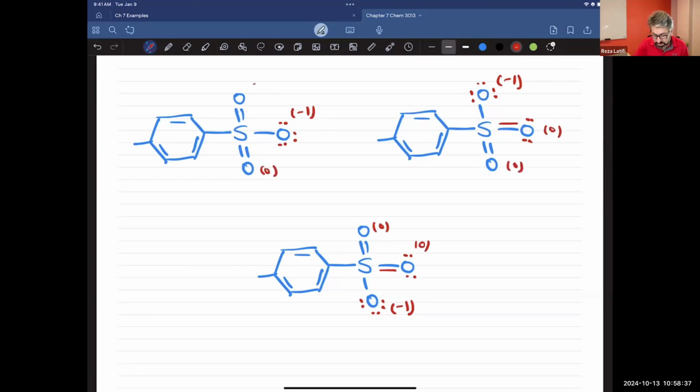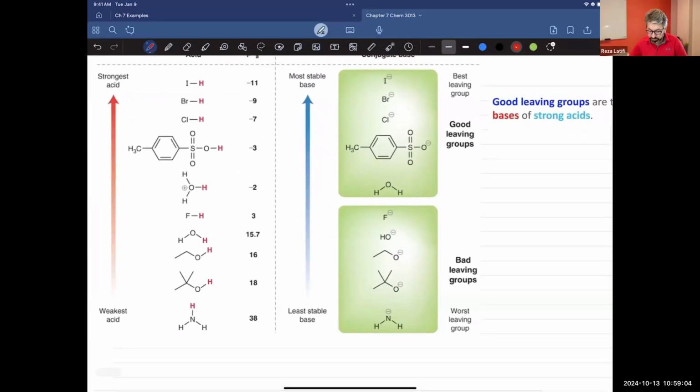Anything that distributes the positive or negative charge will make the system more happy. And so technically you can say the ratio of charge over volume got down. And if that goes down, the system will be happy and it will be more stable. And this is the reason tosylate is such a good leaving group. Again, let's go back to the table.